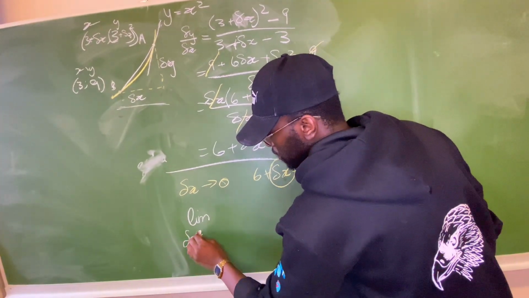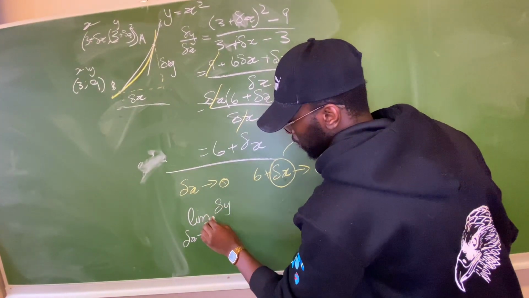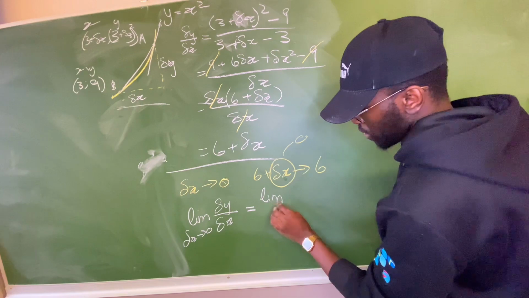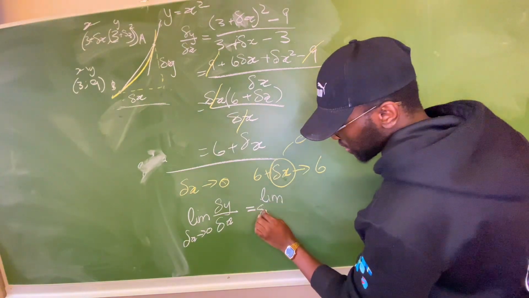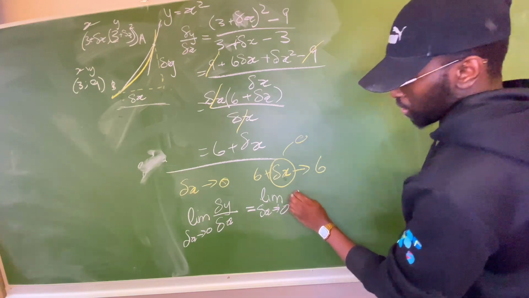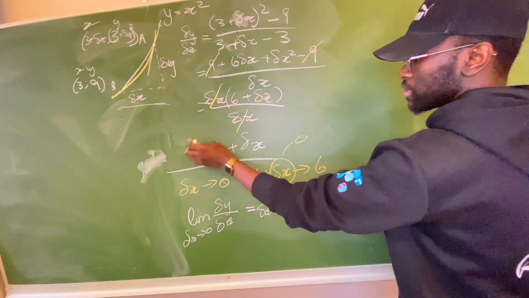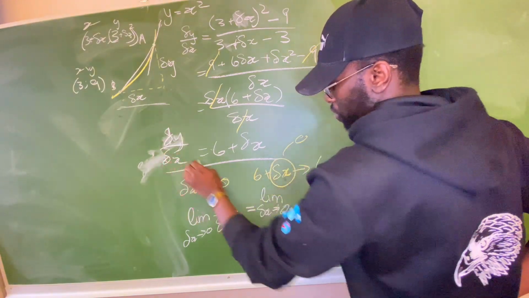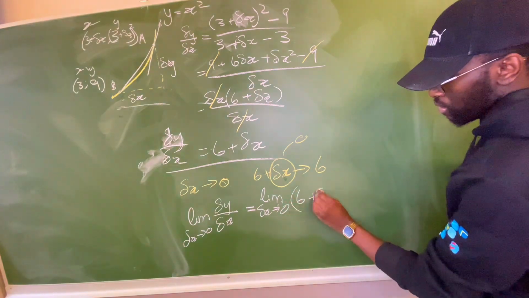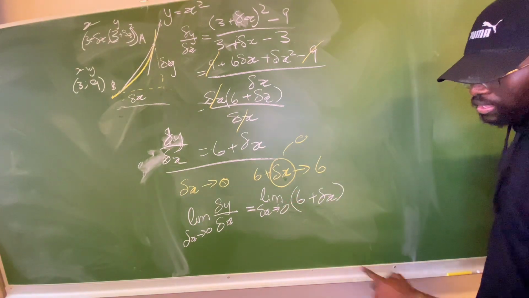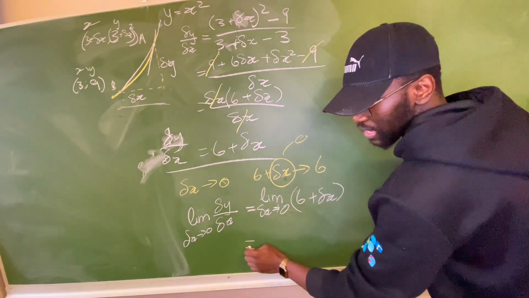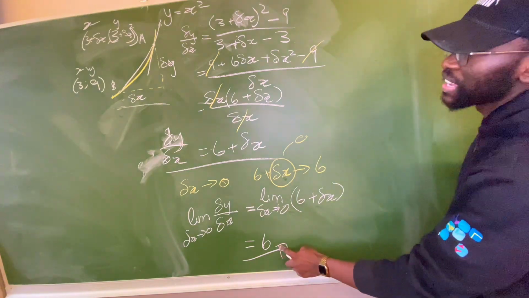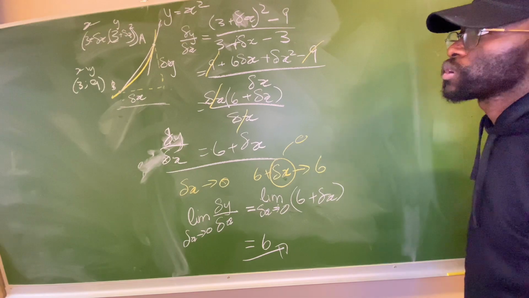We write it as the limit as delta x approaches 0 of delta y over delta x is equal to the limit as delta x approaches 0 of delta y over delta x, which we found to be 6 plus delta x. So as delta x approaches 0, that means we have our gradient as 6. That is the gradient of y equal to x squared.